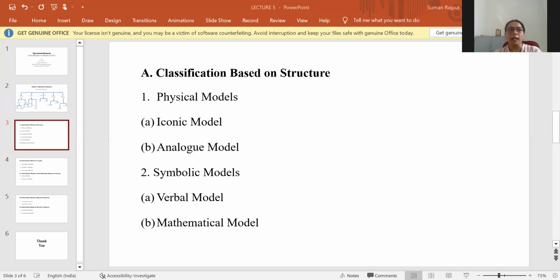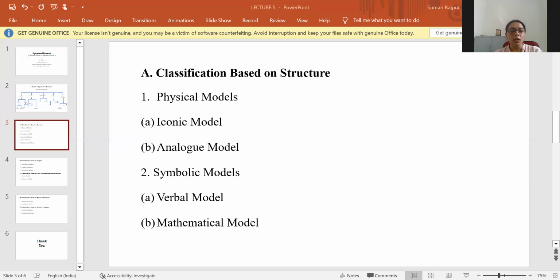We can take some examples, that is a globe representing the earth, blueprint of a home, model of a cell in biology. Another example, we can take a baby toy and a car as a model of an automobile. These are the examples of the iconic model.